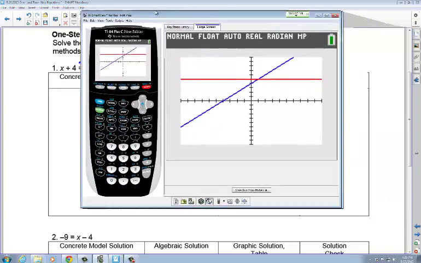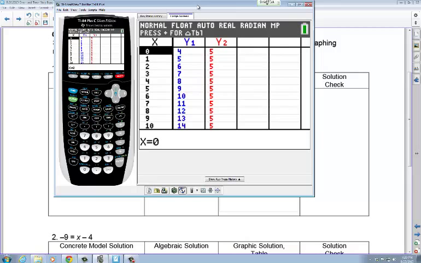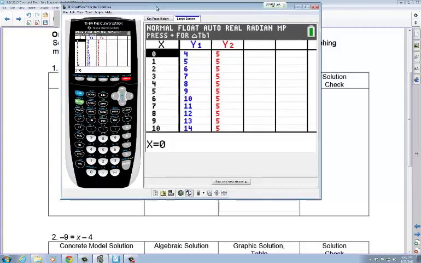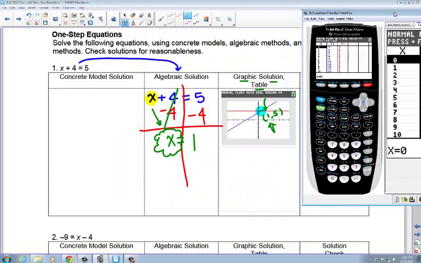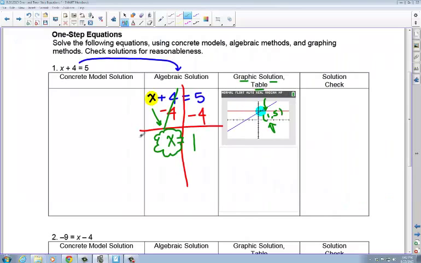Going back to the calculator, we simply push second graph to get our table, and we're looking for our solution. Again, we're looking for the blue and the red, where they're the same, where they intersect. That's my y1 and y2. If I scroll down 1, I know that they intersect at 1 because my blue is equal to 5 and my red is equal to 5. That's where they intersect on the table.